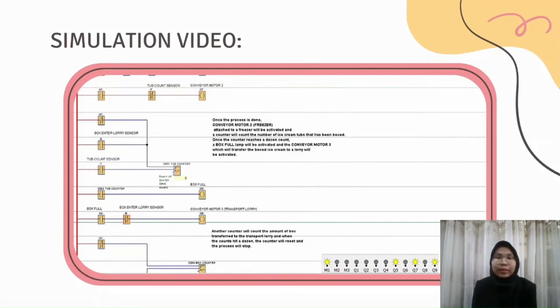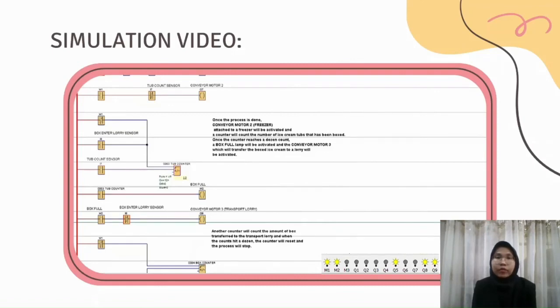And then the tub count sensor will count the number of tubs that have been moved into the box. So each box will contain a dozen ice cream. So therefore, when the tub count sensor detects that there is 12 tubs in the box, the box full lamp will start to turn on.